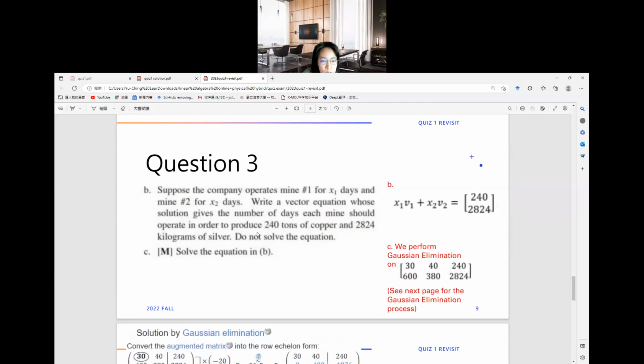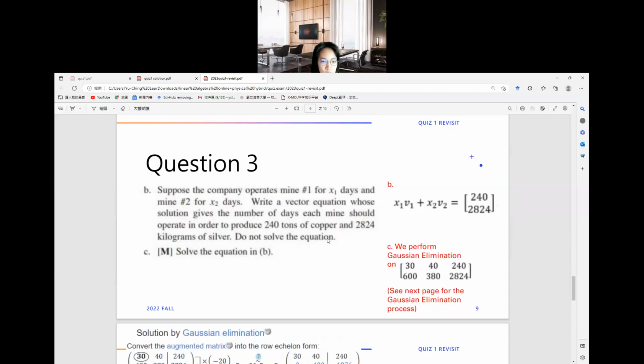And question B. Suppose the company operates mine number 1 for x1 days and mine number 2 for x2 days. We can write this statement as a mathematical expression: x1 times V1 plus x2 times V2. This represents x1 days of operations at mine number 1. The second half represents x2 days of operations at mine number 2.